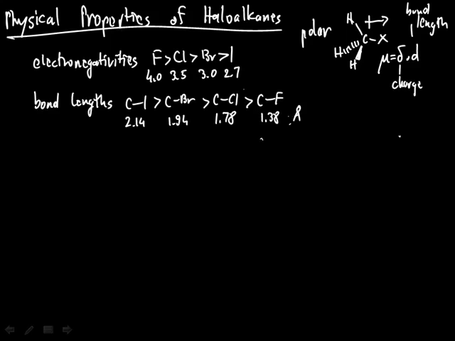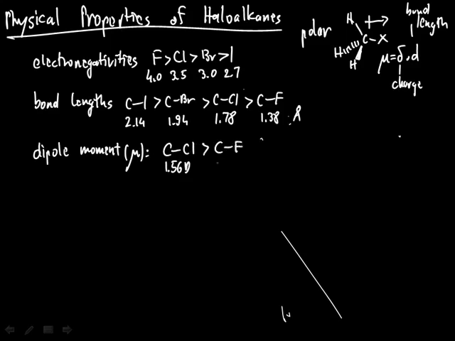And so the product of these two values, whose trends are opposite, will give us a mixed signal. So the dipole moment varies in a fashion that is not immediately obvious. The highest dipole is that of the carbon-chlorine bond, and the next one is the carbon-fluorine bond. Finally, the carbon-bromine bond, and the carbon-iodine bond is the least polar one.